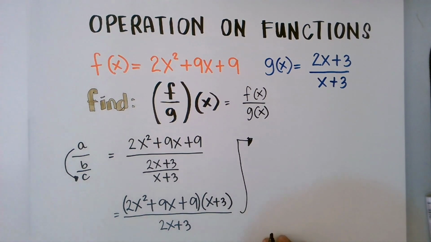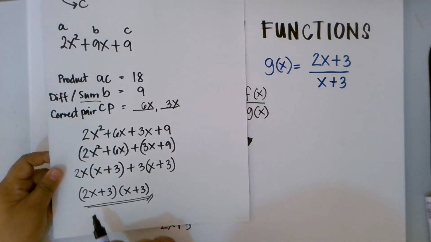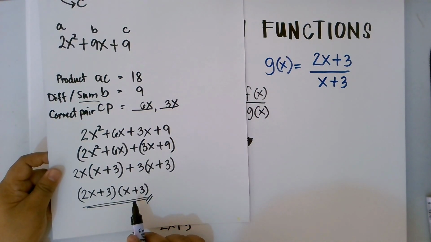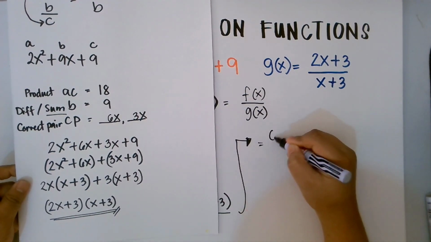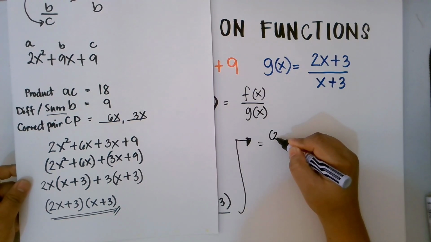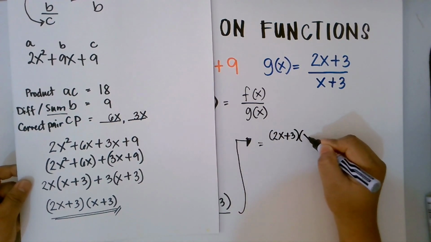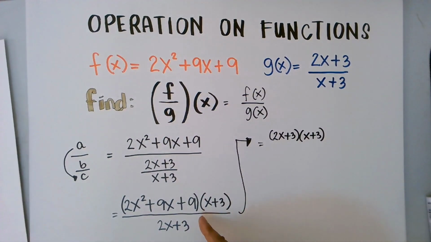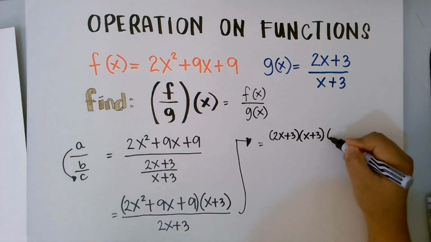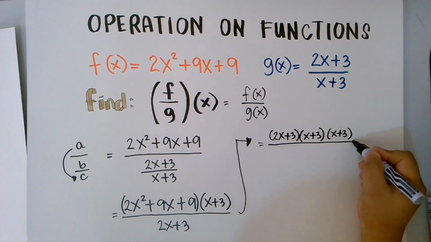Alright, so let's continue. Anyway, yung factors nga kanina ay 2x plus 3 and x plus 3. So, let's put it here: 2x plus 3 times x plus 3. Yun yung factors. And then, isama natin yung isa pa, diba? Yung x plus 3, so times x plus 3. Okay. Then, yung denominator niya ay 2x plus 3.